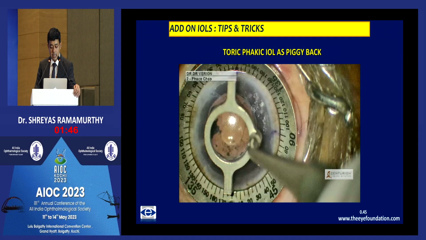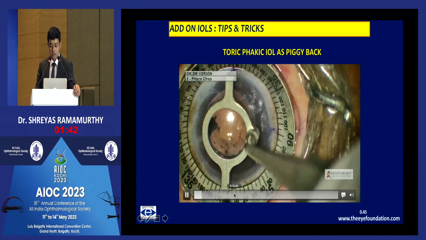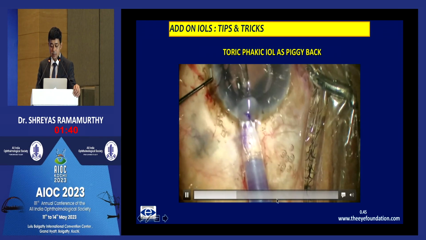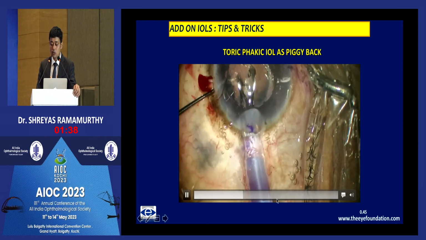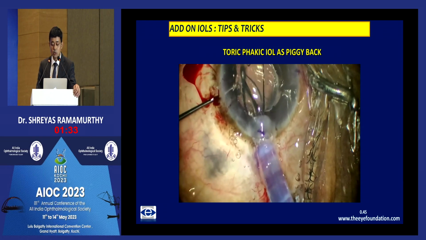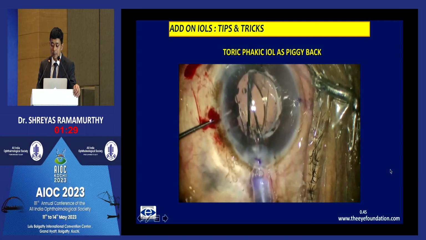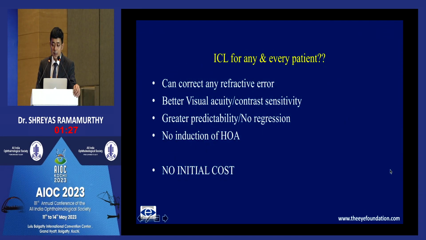I'll just add one additional point regarding the toric phakic IOL, which can also be used as an option for a piggyback lens. This is a patient who had a high residual error after cataract surgery, and the capsule was already fibrosed, and you can even use a phakic IOL as a piggyback lens and correct these powers.